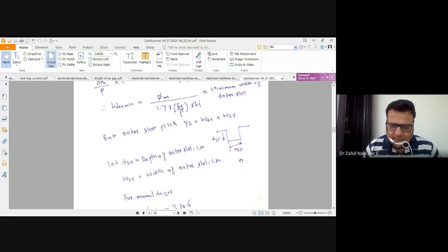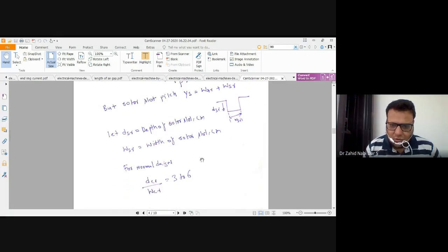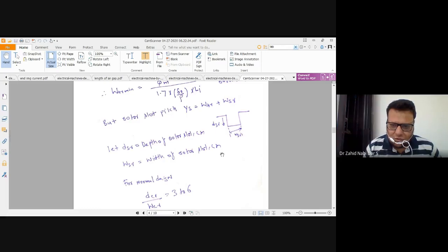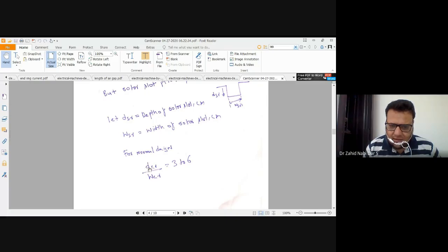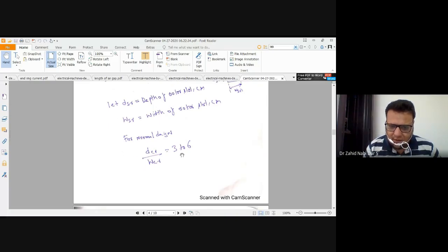One empirical formula you also have to know, like there you used to study L by Z. Z used to be pi D by P. That is length of pole to the pole pitch. So that was L by Z. L was the length of the pole, and this was the pole pitch. So similarly here, this length is given as diameter and width is given as WSR. So this DSR by WSR happens to be 3 to 6.